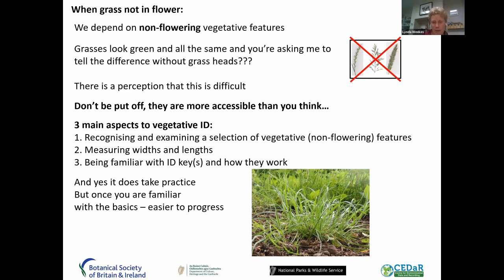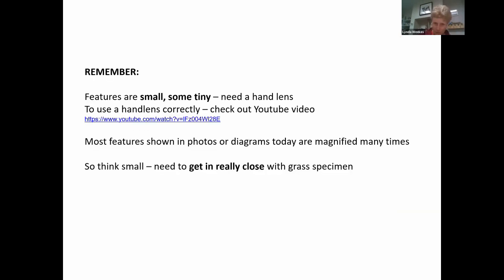Now, just to remember, it does take practice, but once you are familiar with the basics, it's much easier to progress. Especially for those of you who are complete beginners, features of grasses needed for identification are usually very, very small. And some of them are actually tiny. So you do need a hand lens. If you don't have a hand lens, it's probably an essential part of identifying grasses. You do need a hand lens.